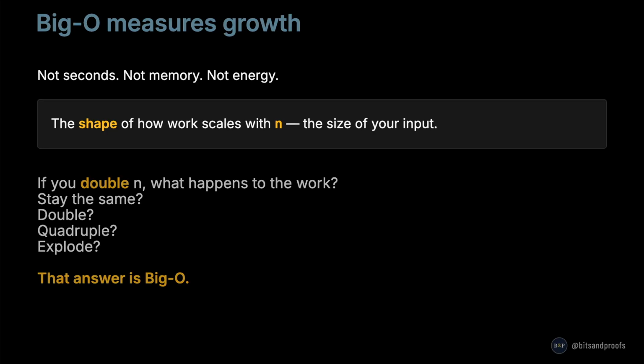The clearest test: if you double n, what happens to the work? Does it stay the same? That's constant time. Does it double? That's linear. Does it quadruple? Quadratic. Or does the work explode beyond what's reasonable? That's exponential. That answer is Big O. The core idea is figuring out which of those shapes your code has.